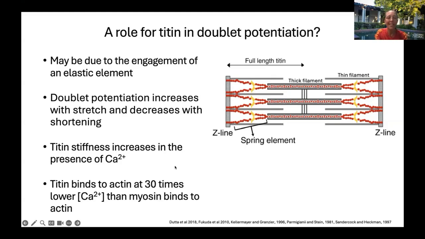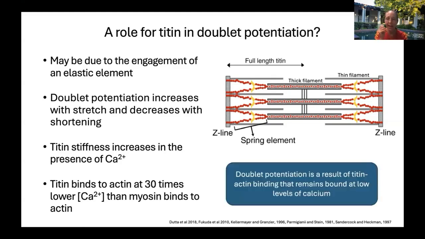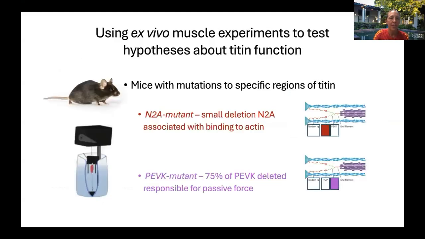We also know that titin stiffness increases in the presence of calcium, and it binds to actin at lower calcium concentration than myosin binds to actin. So this led us to the idea that doublet potentiation is the result of titin-actin binding that remains bound at low levels of calcium. So using ex vivo muscle experiments, we can test our hypotheses about doublet potentiation.